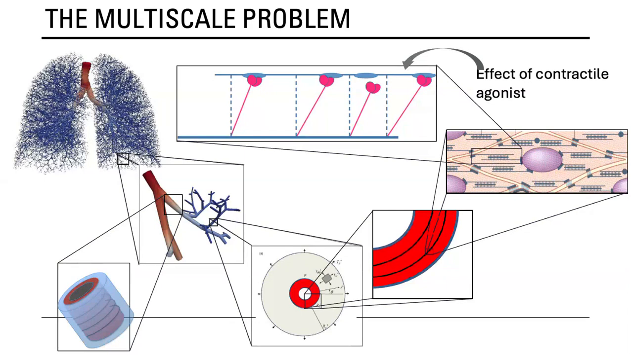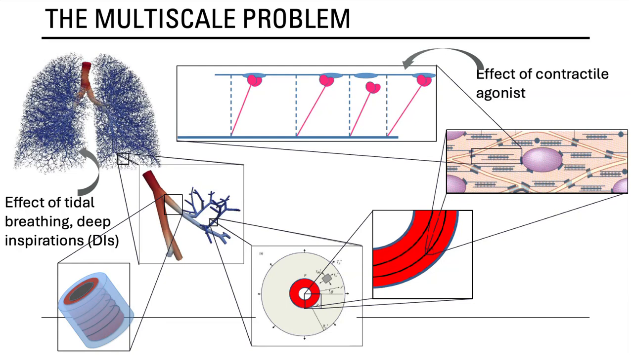Essentially, when we breathe in a contractile agonist, as I said, the consequence of that is to cause interactions between protein filaments inside the smooth muscle, which then causes the smooth muscle cell to shorten, and the airway to narrow, causing the effects that we observe at the organ scale in terms of wheezing and coughing. At the same time, of course, we are constantly breathing.